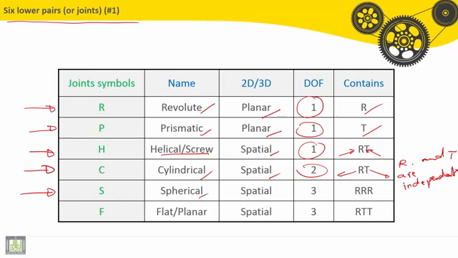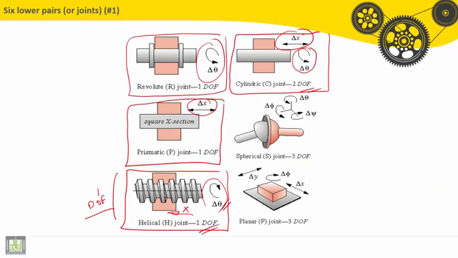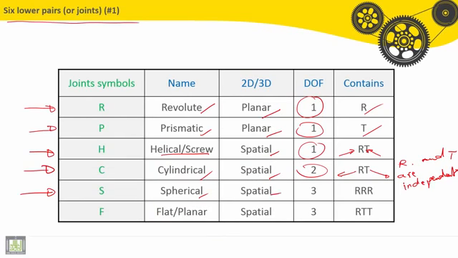Spherical, it is spatial too. This is the spherical joint, having 3 rotations as degrees of freedom. So these 3 rotations are independent also. So we have 3 degrees of freedom. It is spatial and having 3 degrees of freedom, 3 independent rotations.